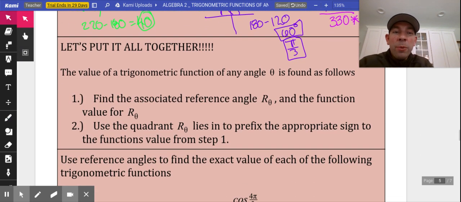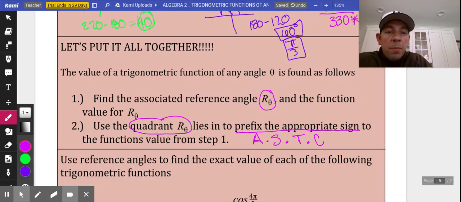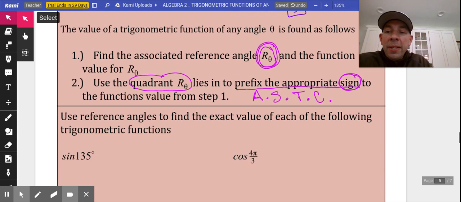Now, we still haven't gotten to where we want to go. At the end of the day, what we really want to be able to do is evaluate these trig functions, right? So what we're going to do is focus on finding our reference angle. And also we've got to think about what quadrant that reference angle lies in so that we can prefix the appropriate sign, whether it's going to be positive or negative. So in that case, think All Students Take Calculus. The most common thing is I'll see students get this part right and then just forget about the sign, and they'll do everything right but the sign. And that's a real killer.